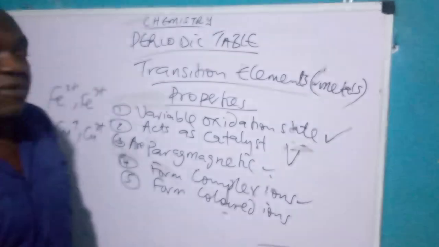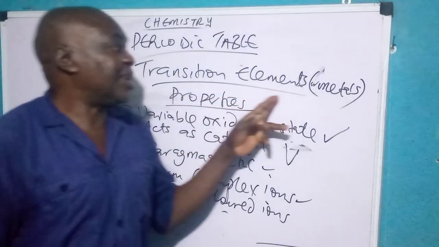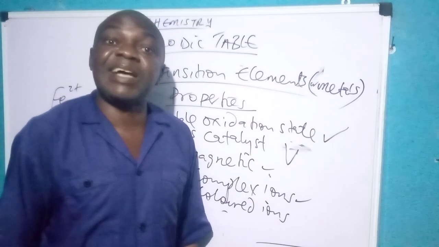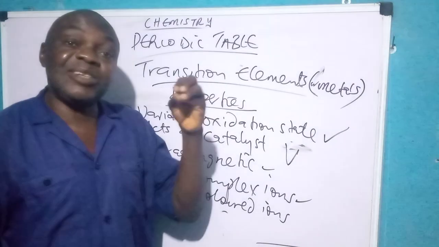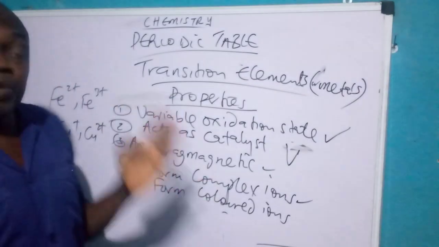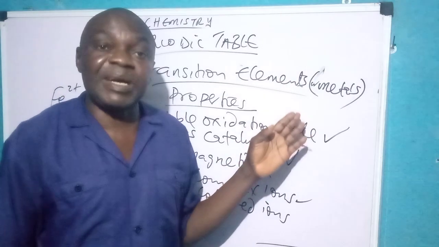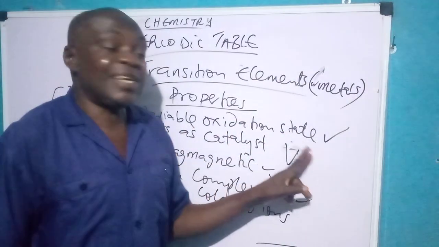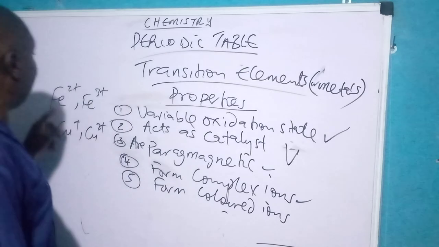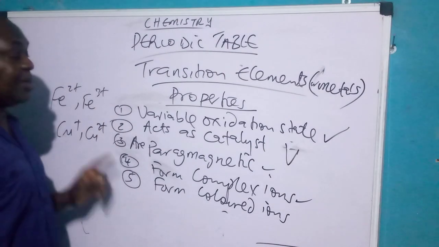So let me just go over them again. Like I said, transition elements or metals are metals that have their d orbital partially filled. Because of the presence of that partially filled d orbital, it confers certain properties on them. These are the properties. You have variable oxidation state, meaning they have more than one oxidation number. For example, you have iron 2 and iron 3, copper 1, copper 2.